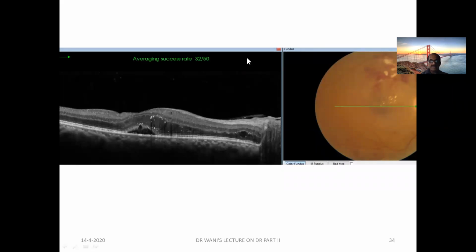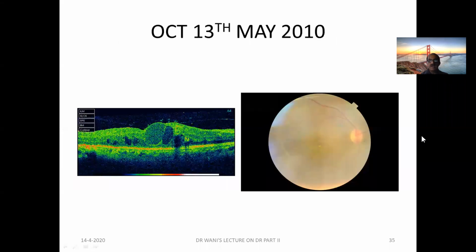So now, what are those important lines? This is another example of diffuse edema. We'll come to that. In the diffuse edema, you can see you don't see many cystoid spaces, but you are also seeing subretinal fluid in this. So this is very common in diabetic retinopathy, and especially common in patients who are having renal issues.